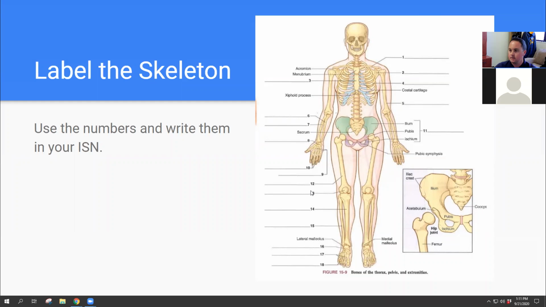Okay. Clara, I saw you raise your hand. What would number 10 and 18 be? They are called the phalanges. What would the common name for those two be? Fingers and toes, I guess. Fingers and toes, yeah. Okay, so your phalanges are your fingers in your hand and toes on your feet.